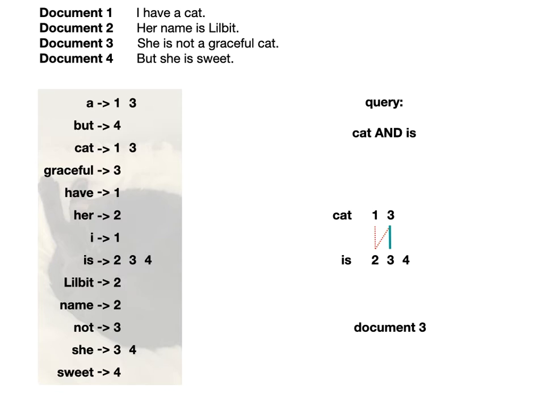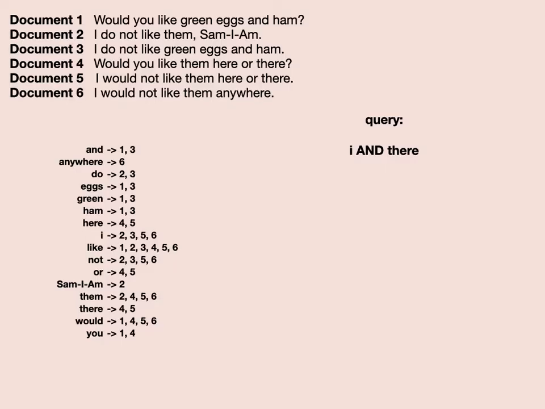Let's do another on our old green eggs and hams. So we know these, not going to dwell on the text. So I, that appears in documents 2, 3, 5, and 6, and there appears in documents 4 and 5. So let's do this. Compare 2 and 4. Nope. 3 and 4. Nope. 5 and 4. No. Now we'll switch the other one. 5 and... Okay, got it. Oh, we fell off the end. 1, 2, 3, 4.